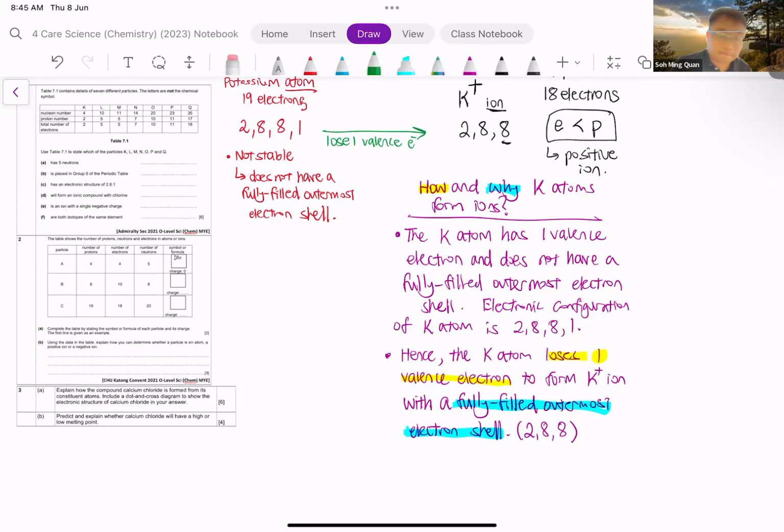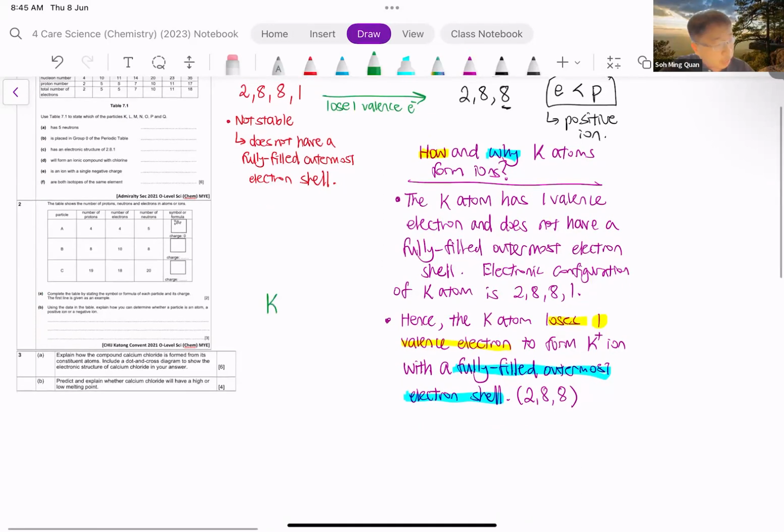When it comes to drawing it out, I think last lesson we also drew it out. The potassium atom 2, 8, 1.